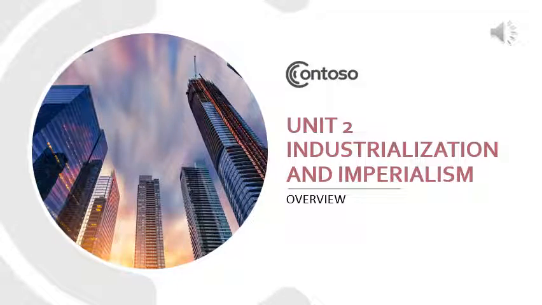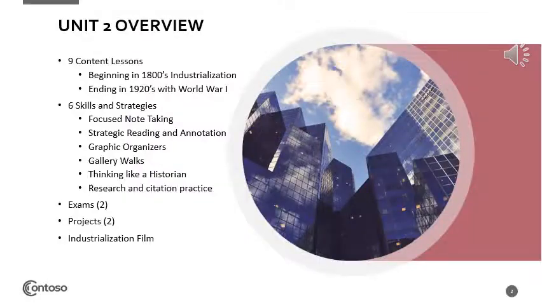In Unit 2, we deal with industrialization and imperialism. Here is an overview. Unit 2, Industrialization and Imperialism, consists of 9 content lessons beginning in the 1800s industrialization era and ending in the 1920s with World War I.